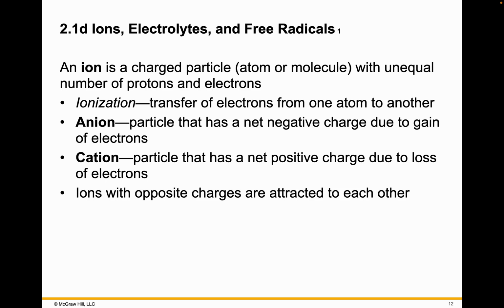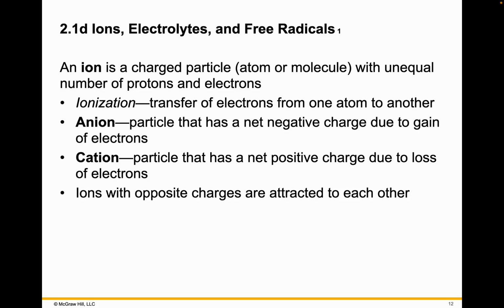Another different form of an element is an ion. An ion is a charged particle. It could be an atom or it could be a molecule. We'll see both as we go through the year. The reason it has a charge is that it has an unequal number of protons and electrons. So when ionization occurs, it's the transfer of an electron from one atom to another. That will create an anion, a particle that has a net negative charge because it has gained an electron, and a cation, a particle that has a net positive charge because it has lost electrons.